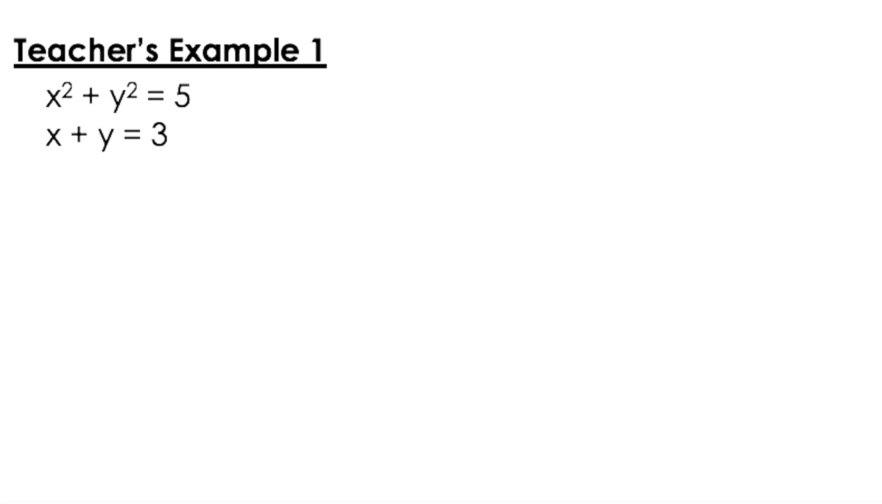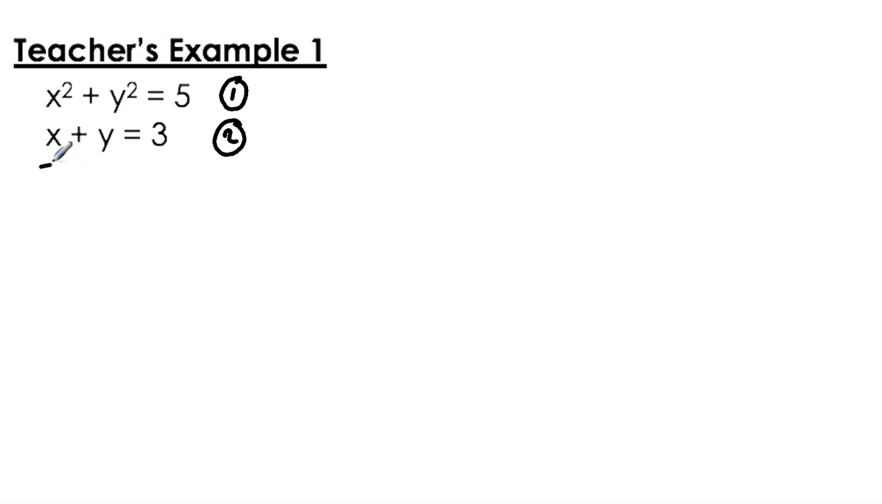Example 1: x squared plus y squared equals 5, x plus y equals 3. The first thing I'm going to do is label the top equation x squared plus y squared equals 5, equation number 1, and the bottom equation x plus y equals 3, equation number 2. In equation number 2, I need to make y the subject. To do that, I'm going to subtract x from both sides.